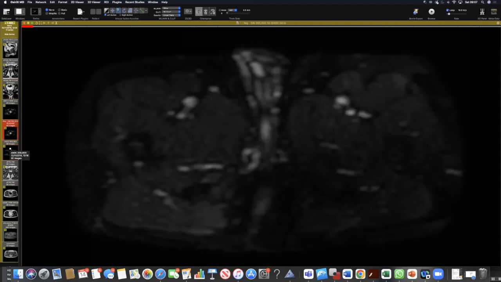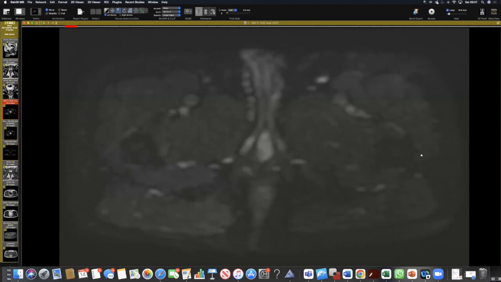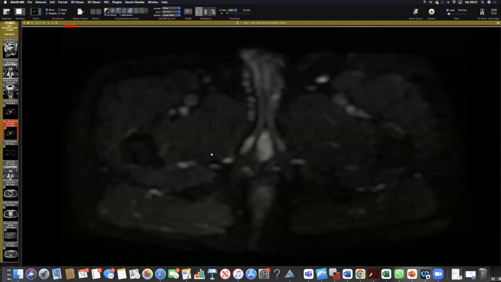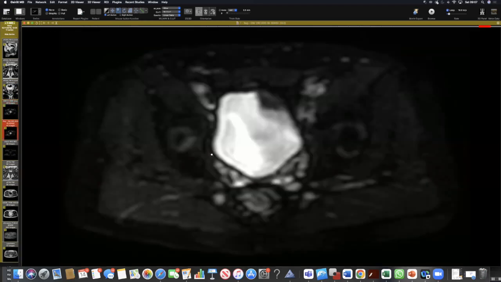Let me just see if I can, I was playing with this earlier. One of the problems that they've done is that the field of view is huge, and so the in-plane resolution is poor. So you're looking at very large voxels, and it's really difficult to identify abnormalities within the prostate when you're looking at a voxel size.